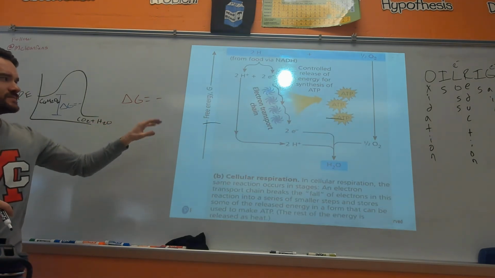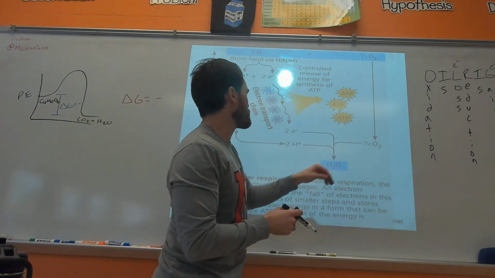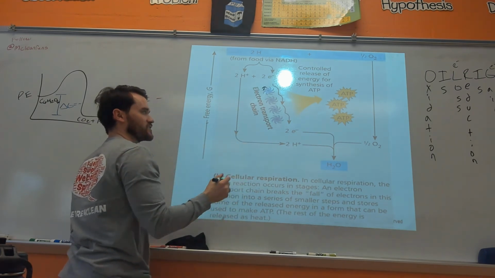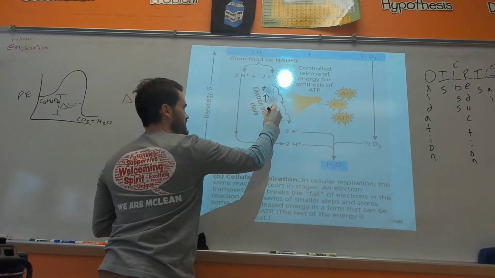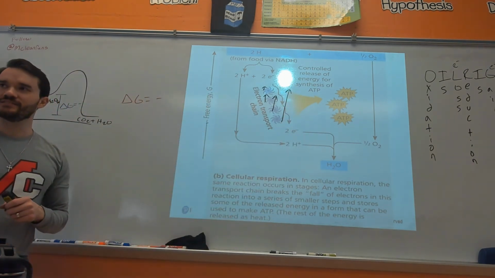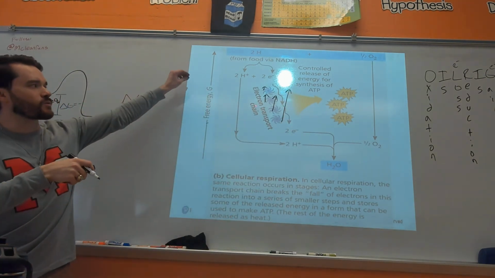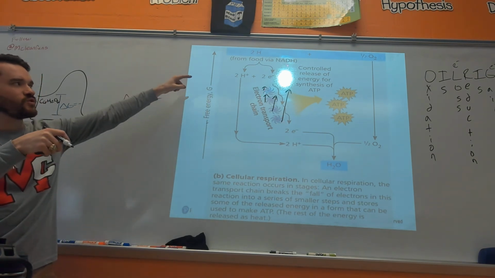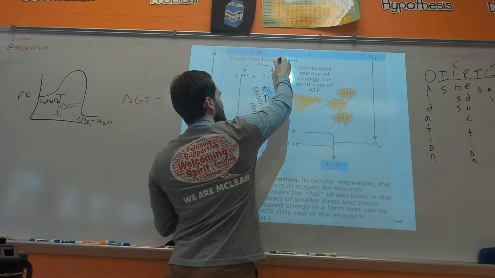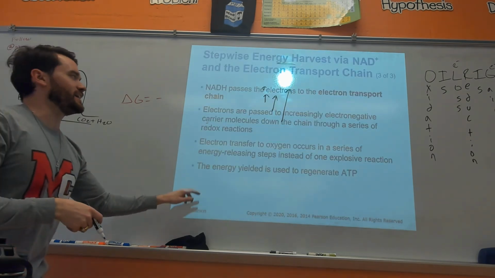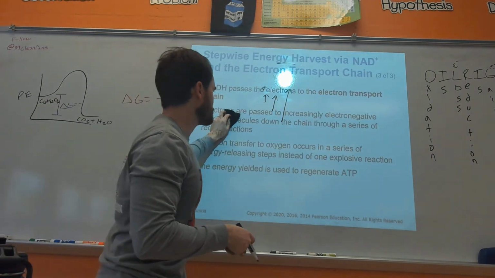Let me go to it. So here, this is what I'm saying. This molecule would have a high electronegativity. This would have a higher, that would have a higher, and this would have the highest electronegativity. Okay? That way we're wanting to pull electrons down the chain, removing the electrons coming from the NADH that we made from the glucose. That's what they're trying to say in this bullet point here.